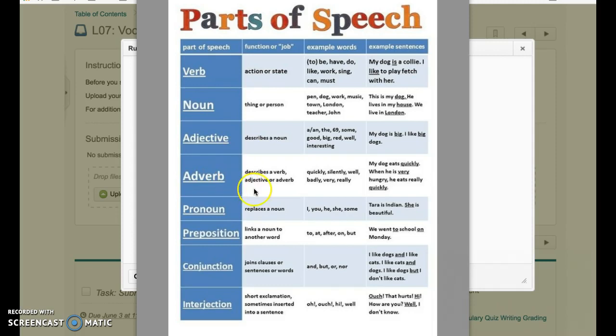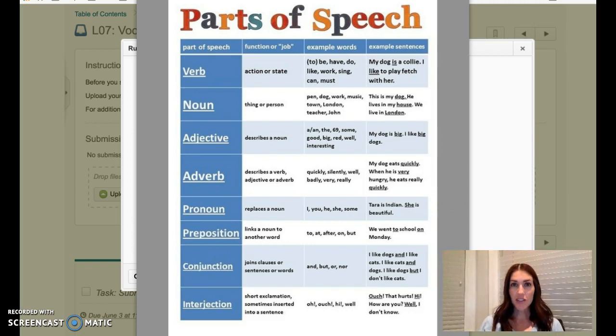Or an adverb describes how a verb is being done. Maybe walk. I'm walking is maybe the verb. Well, how am I walking? Let's describe that walk. Quickly, silently. It might be sadly. Maybe I'm sadly walking.